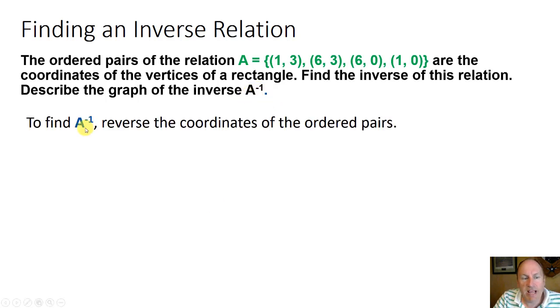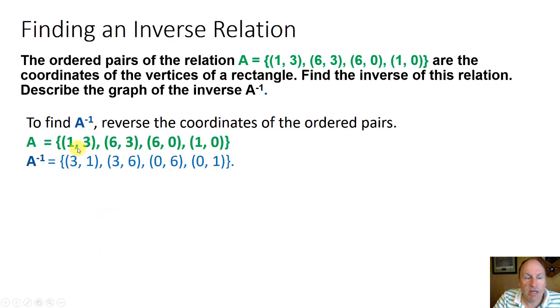So to find A inverse, the inverse relation, we're going to reverse the coordinates of the ordered pairs in A, which is green. So (1, 3) becomes (3, 1) in the inverse. (6, 3) becomes (3, 6). (6, 0) becomes (0, 6). And (1, 0) becomes (0, 1).